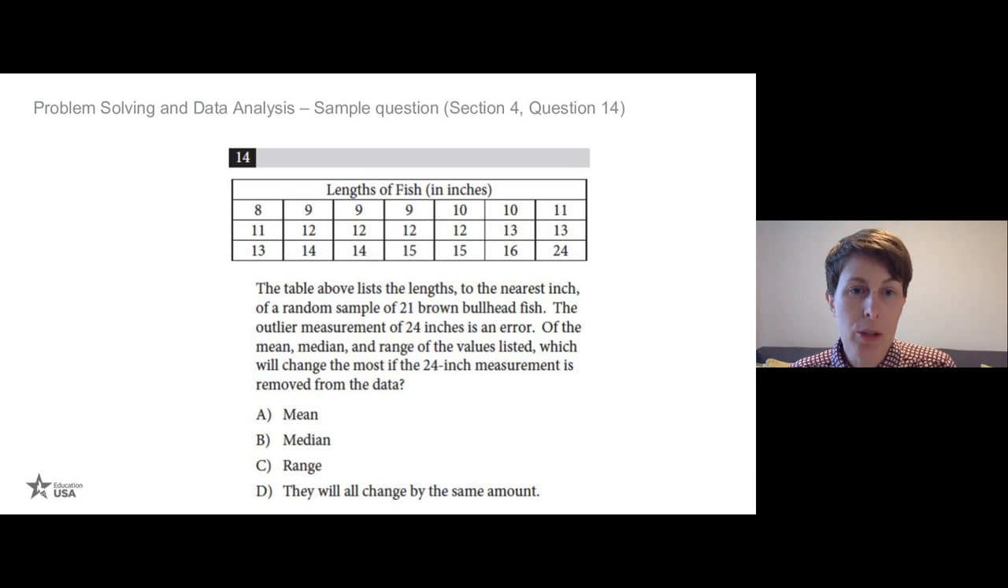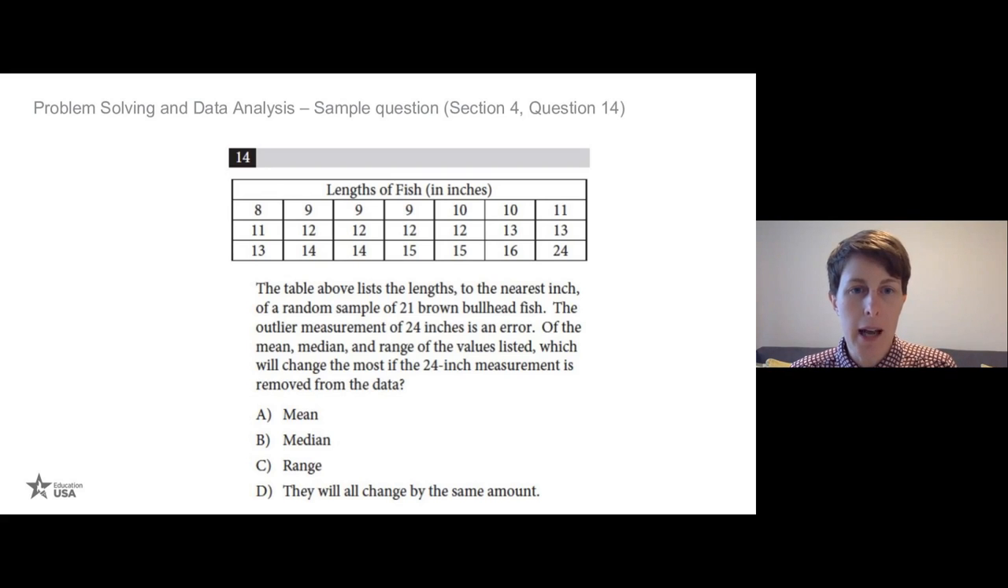The outlier measurement of 24 inches is an error. Whenever you read information like that, the first thing to do when you read that sentence is go and cross off the number 24 or circle it, something that shows you this is significant to this problem, right? Just like on reading comprehension, there's a bit of writing as you read, and we're going to talk a little more about that in a minute.